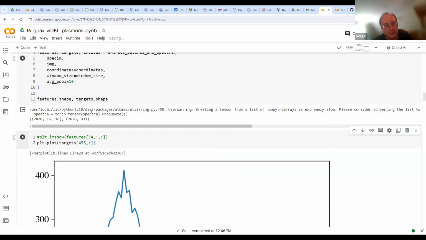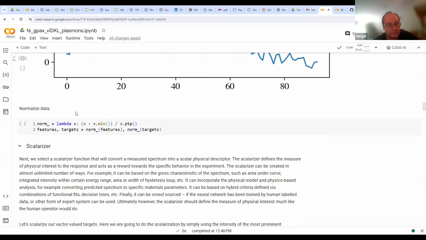So this is the part where our pre-acquired data comes into play. Realistically, we have access to the microscope. So the features are available before. Targets will have to be discovered one by one. That's what active learning is for.